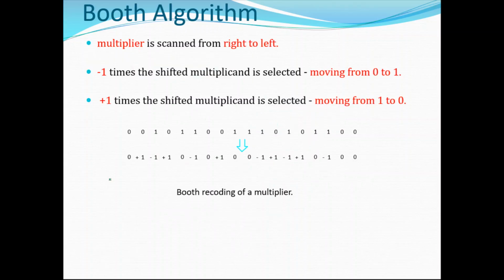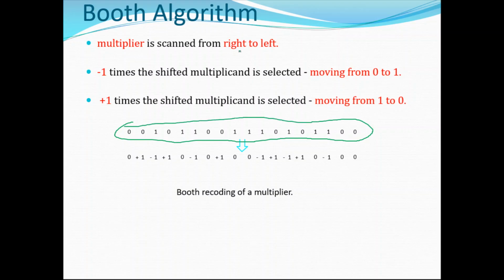So the logic is this: let us assume this is the multiplier, so that we are modifying the multiplier only. Then what you should do is scan the multiplier from right to left, that is from here to here, in this direction. Before scanning you should do one thing: assume that there is one extra zero here. Okay, and then this is the rule.